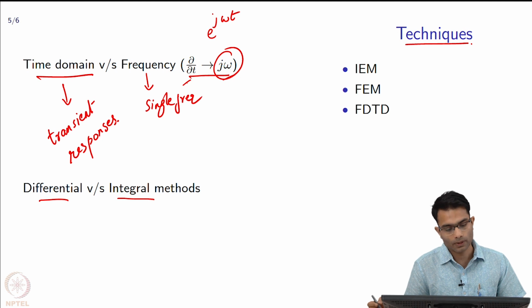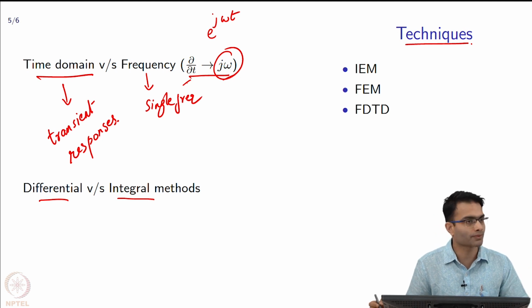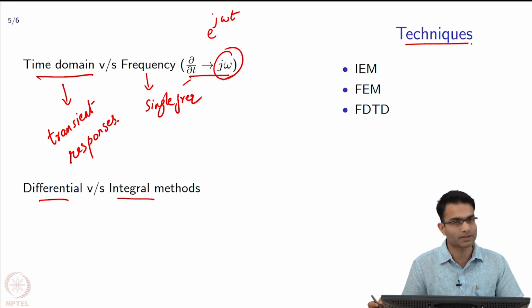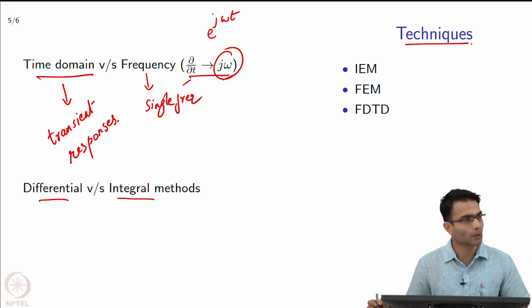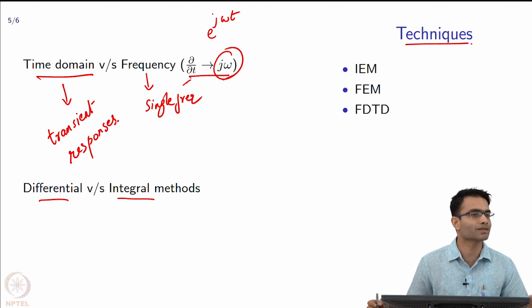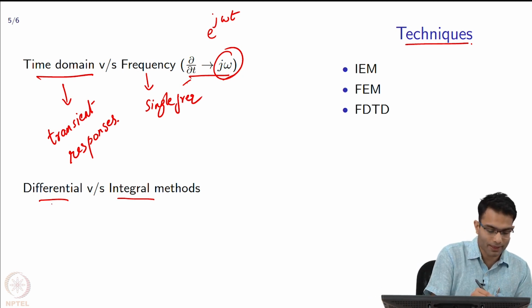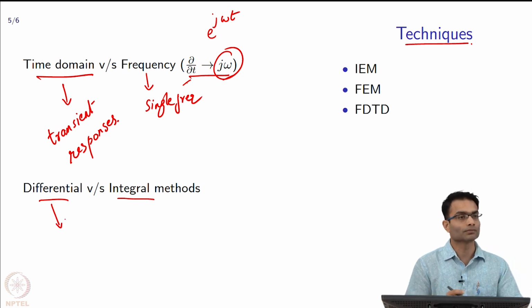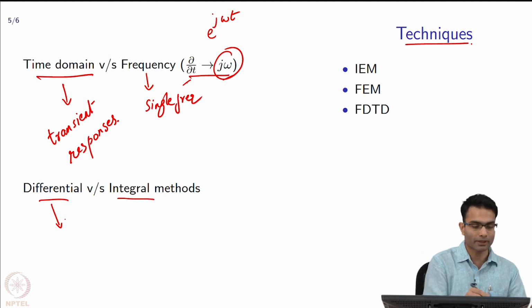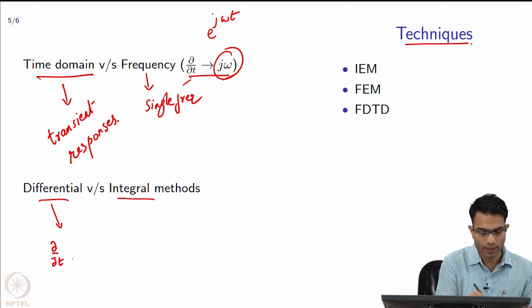That is two different ways of looking at time versus frequency. The other aspect is differential versus integral. This may not seem very clear to you in this class, but it will become clear as we go along. But there are a few hints that I can give you. When we look at the differential form, for example, d by dt is everywhere and d by dx is everywhere.